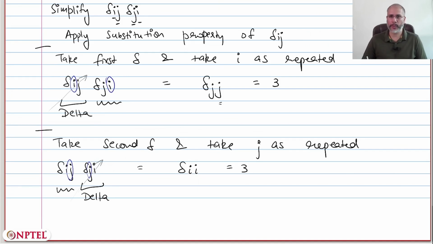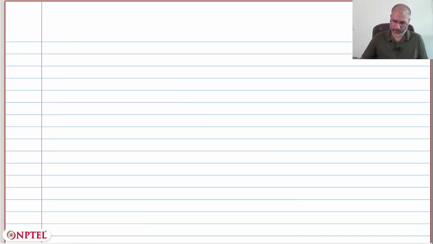I request you to please pause this video and try the other two options, where you take the first delta with j as repeated and the second delta with i as repeated, and appreciate the fact that all these choices result in the same expression. So let's try the next problem. Problem 5.